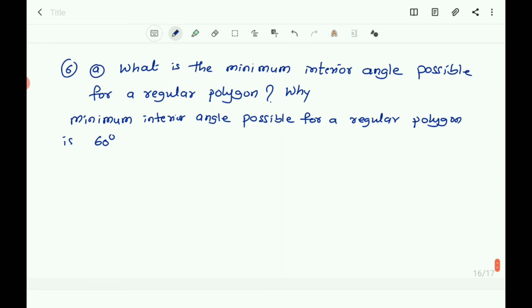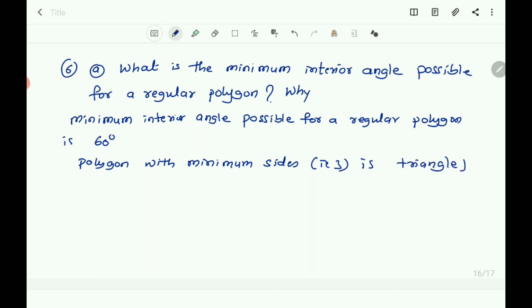Next, why? The answer is here, we have to answer the why. So you take the polygon with minimum sides, that is 3, is triangle. Minimum sides means 3. Less than 3 sides is not possible to have the polygon. So, polygon with minimum sides is 3. That is triangle. And it must be regular means the regular polygon.